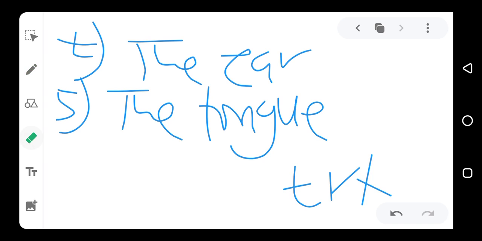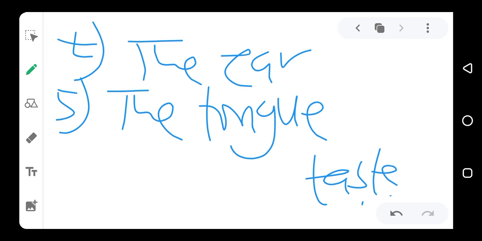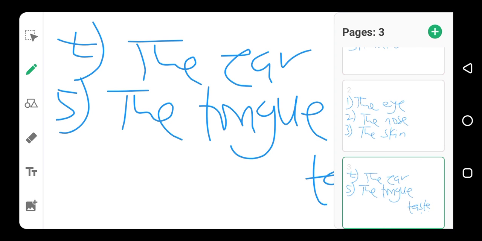Now, let's describe the sense organs one after the other. Let's talk about the eye. Now, I've said that the eye helps us to see. The eye is for seeing or for sight.